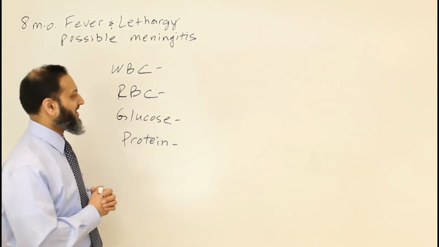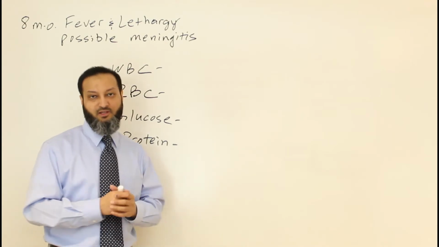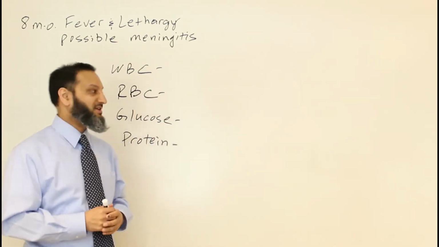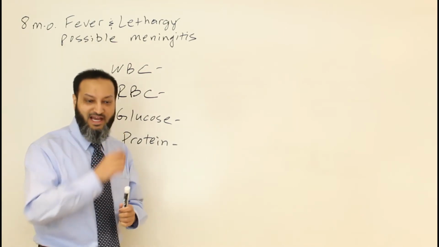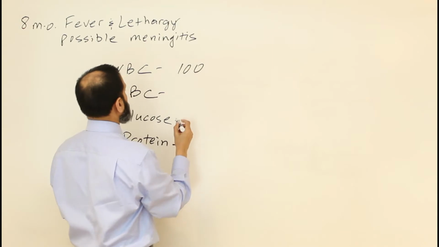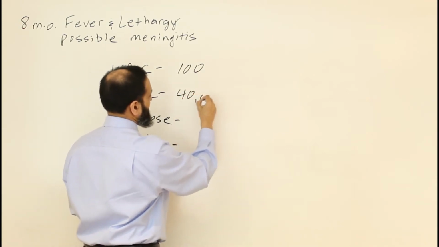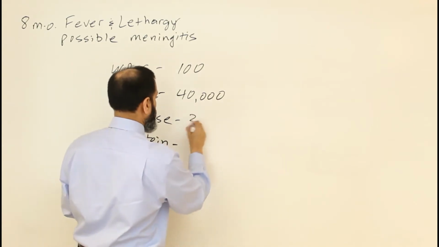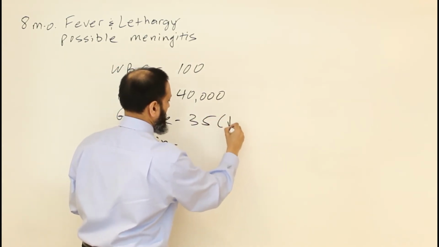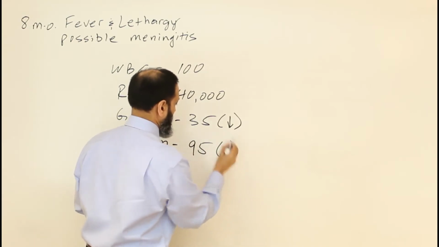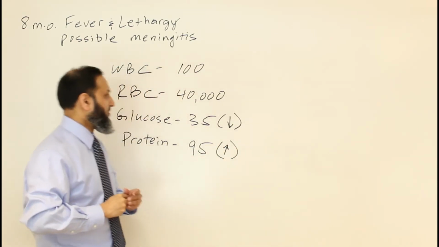So let's do an example. So let's say this child coming in has fever, lethargy, and you're concerned about meningitis. So you do a spinal tap on this 8-month-old. So you do the spinal tap, and the results come back as 100 white cells, 40,000 red cells. The glucose comes back at 35, which is low, and the protein comes back at 95, which is high. Okay, so now let's interpret these numbers.